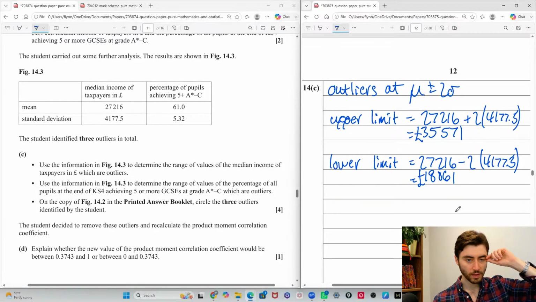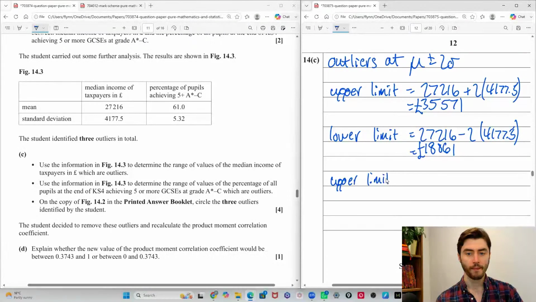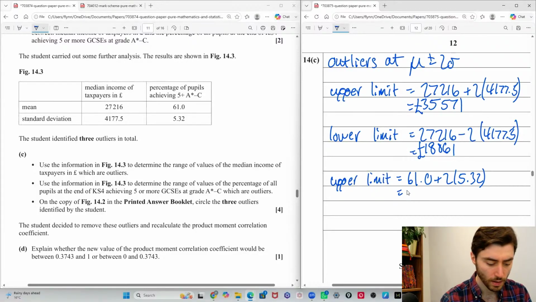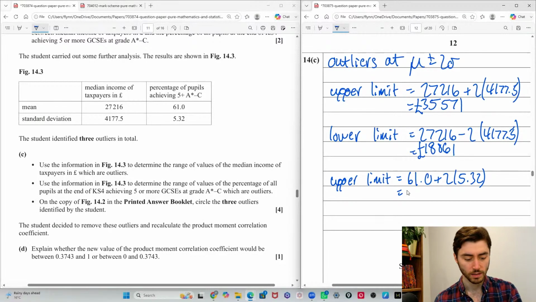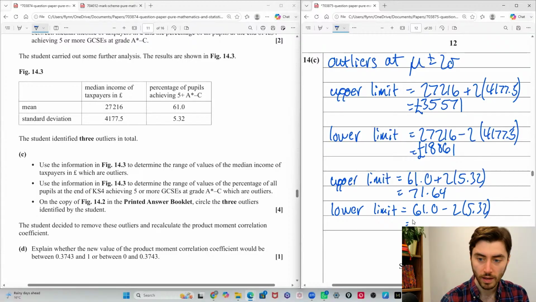Well, I need to do the same thing there. So I'll do upper limit for GCSE, which is 61.0 plus twice 5.32. So 61 plus 2 times 5.32 is 71.64. And I'll do the lower limit for that one as well, which is 61.0 minus twice 5.32. Whatever that is.